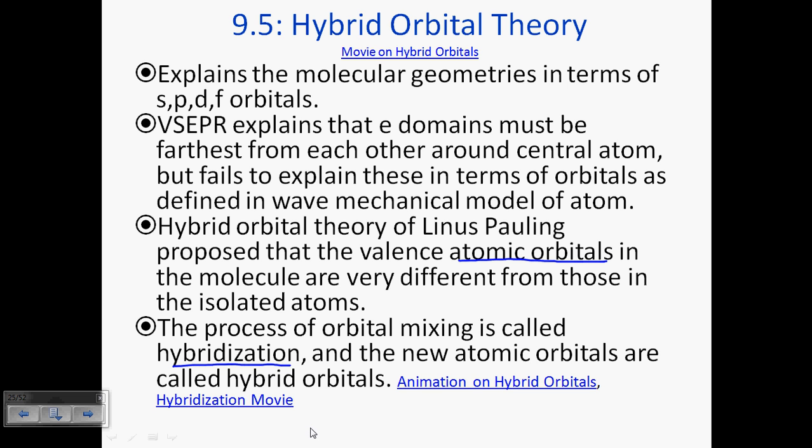So there are atomic orbitals s, p, d, f as suggested by the quantum mechanical model, and before the atom can bond, the central atom's atomic orbitals undergo hybridization or mixing to form hybrid orbitals, and these hybrid orbitals could be sp orbitals, sp2 orbitals, sp3 orbitals, sp3d orbitals, or sp3d2 orbitals. I would suggest that you go to the animations of hybrid orbitals and watch the hybridization movie. These are both great links.